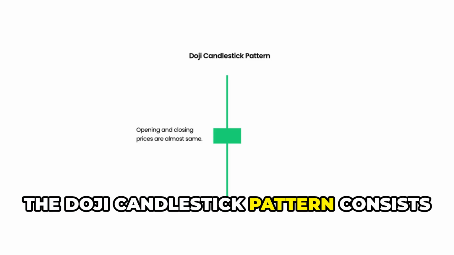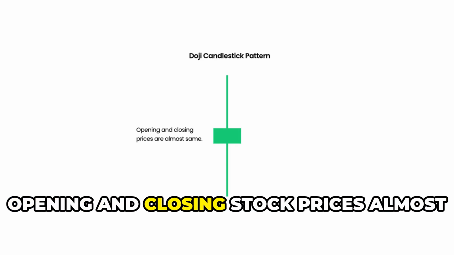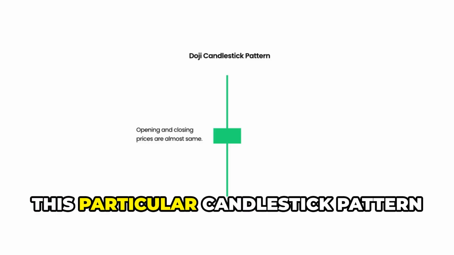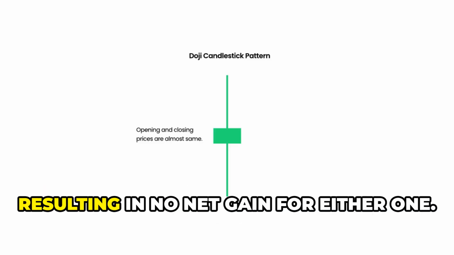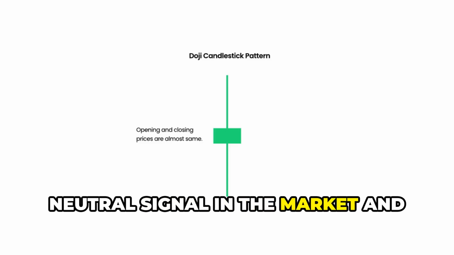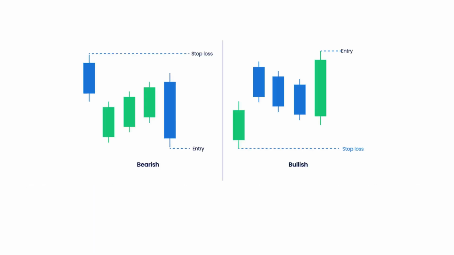The doji candlestick pattern consists of a green or red candle that has the opening and closing stock prices almost equivalent to one another. This particular candlestick pattern depicts a fight-off between the buyers and the sellers, resulting in no net gain for either one. A doji candlestick pattern mostly sends a neutral signal in the market and recommends to hold on to any trade decisions.